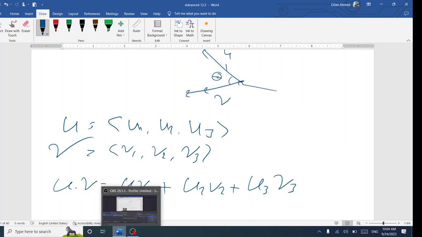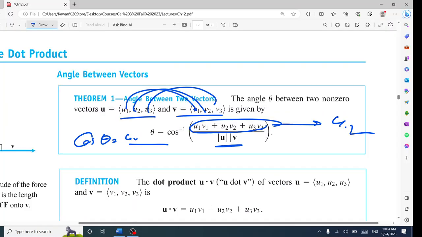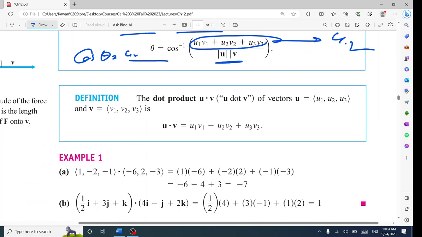You can see this example. It's clear. U dot v, and it's called the dot product. So how many products do we have? Two products: dot product and cross product. Good.